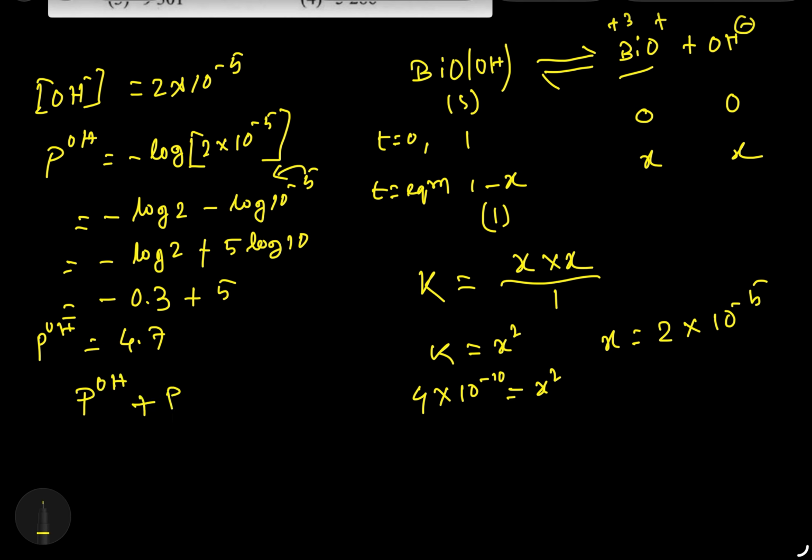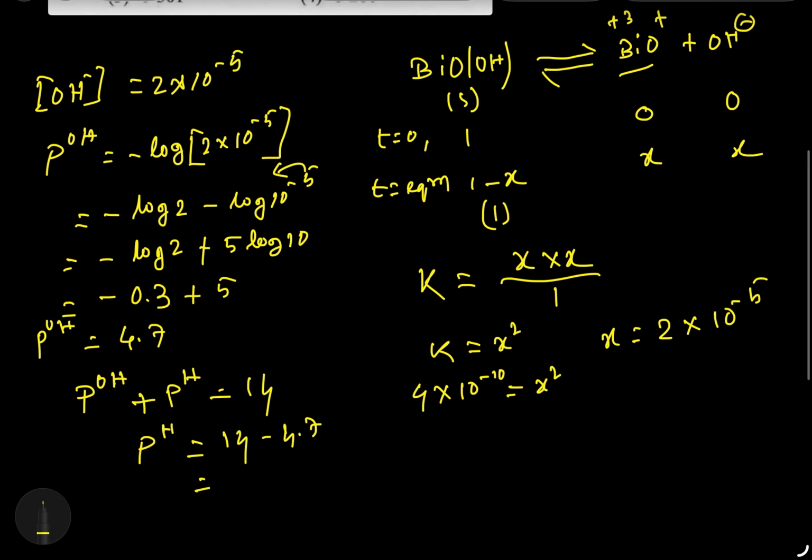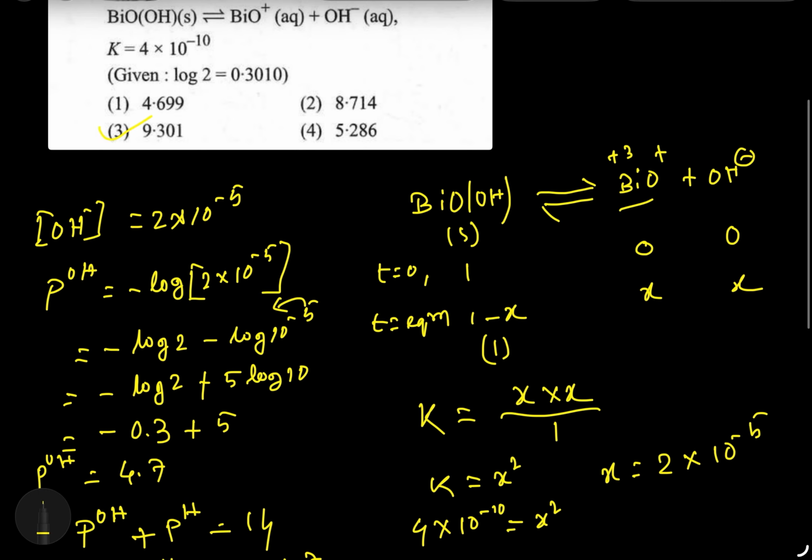Now we know that pOH plus pH is 14, so we can determine the pH as 14 minus 4.7, and that will be 9.3, right? So option C will be the correct one. Hope you guys understand that. Thank you.